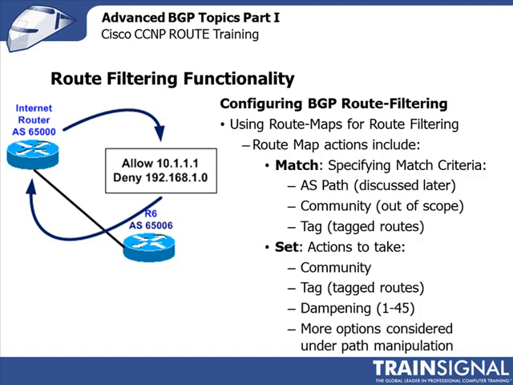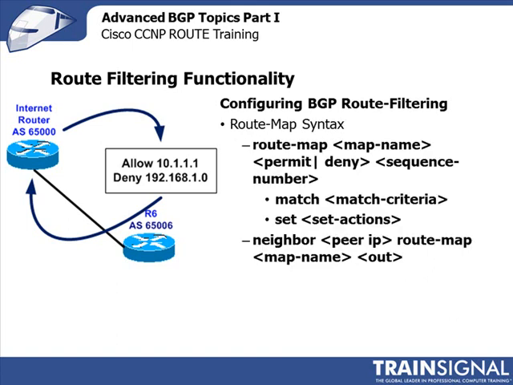Under BGP, the match can actually not only be the traditional things that we've talked about, but you can also match a specific AS path. You can match a community setting, a path attribute, if you remember we talked about earlier. You can also match tags. And as far as the set actions, you can set the community you want a particular route to be a part of. You can tag certain routes. There's also route dampening, which is beyond the scope of what we're going to be talking about, but it is also an option. And then we're going to be talking more about these different options under the path manipulation section under BGP as part of our lessons.